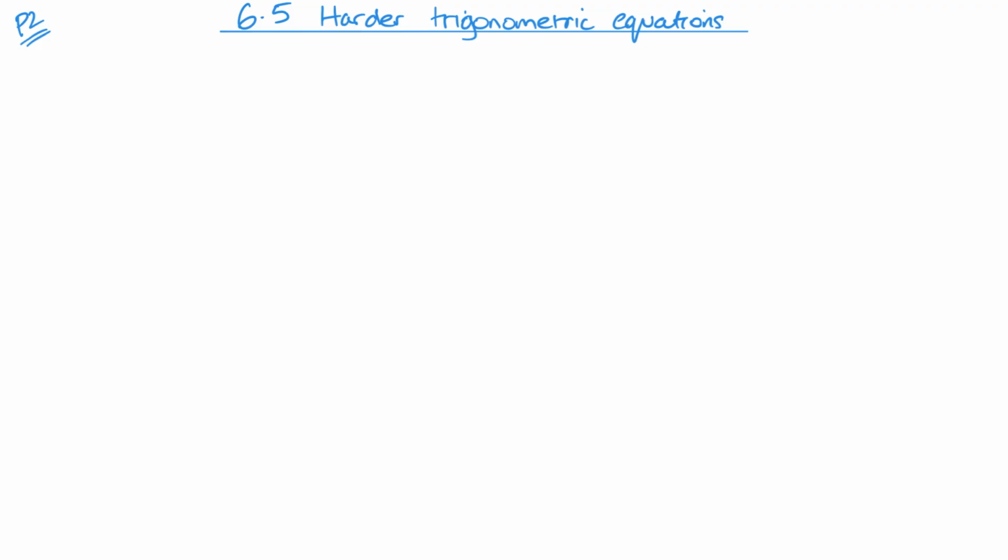Welcome back to P2. Today we're looking at harder trigonometric equations, unit 6.5. These are when we have multiples of our theta. So we're looking at things like cos 2 theta equals something, or sine 3 theta plus 50 equals a value, for example. Things like this, and how we go about solving them. So without further ado, let's get straight into an example, as it's the easiest way to learn this.